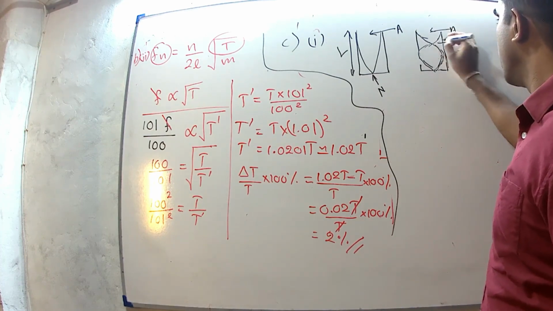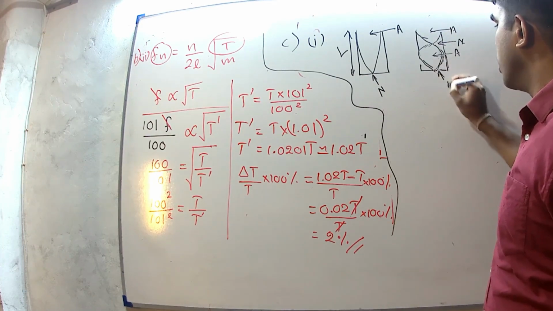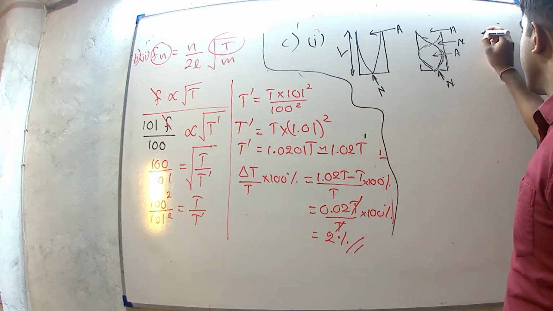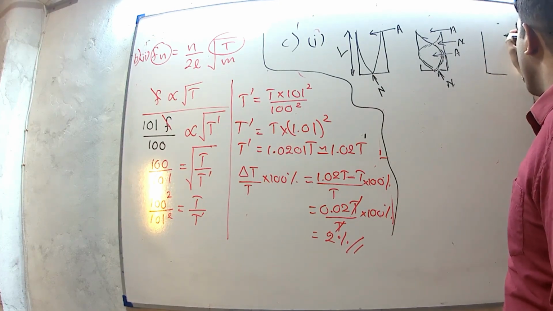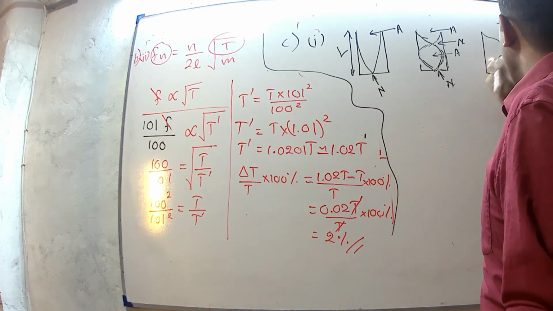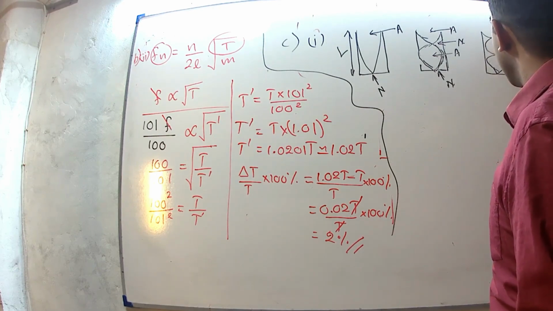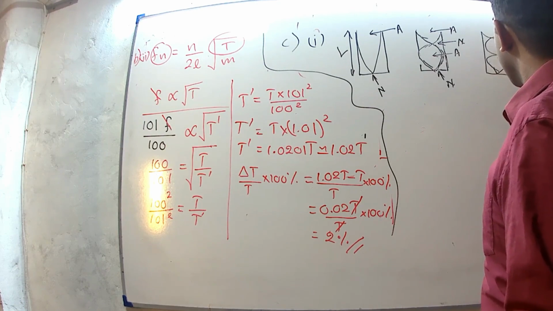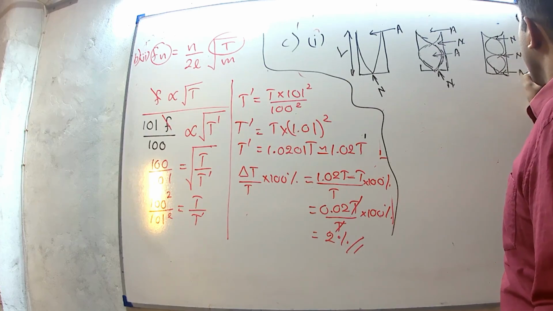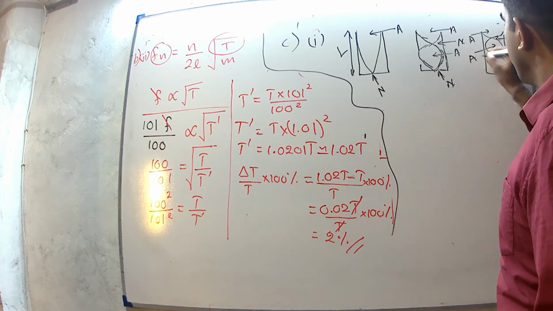Antinode, node, again antinode, node. Then we have to draw the second overtone. At the second overtone, there are two full loops. Then node, node, node, antinode, antinode, antinode.